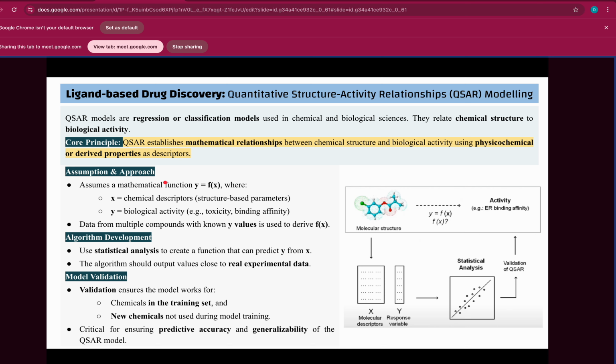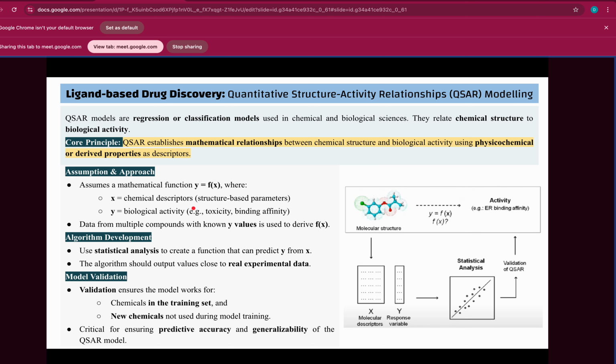So if we want to see what the mathematical relationship is, how it identifies. So it assumes a mathematical function, y equals f of x, where y is predicting the activity, which is the biological activity, and f represents the function of x. So x is that particular ligand, and function means how the activity is related to this particular chemical compound or structure of this chemical compound. So this function will tell you how they are interlinked, so that for an unknown x, or for some unknown compound, you can predict the y, that is biological activity. So this is the mathematical relationship.